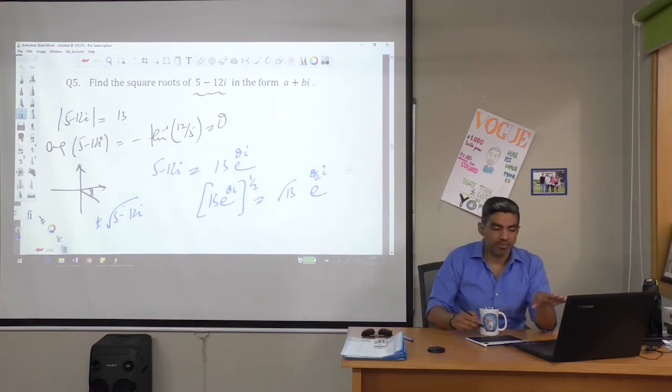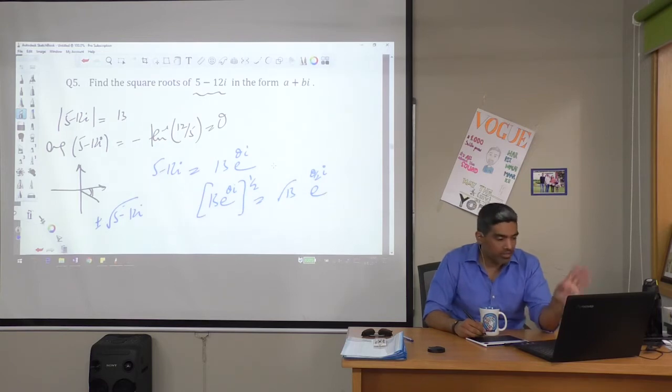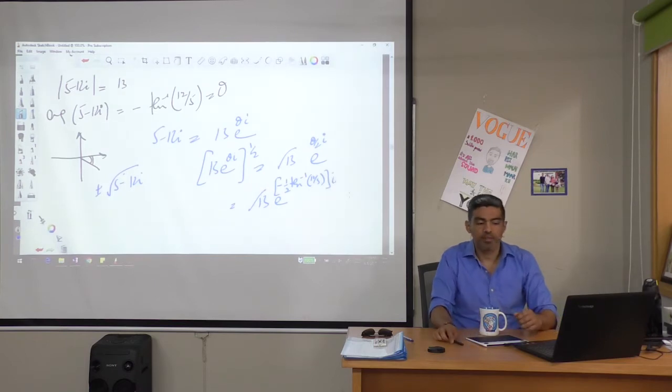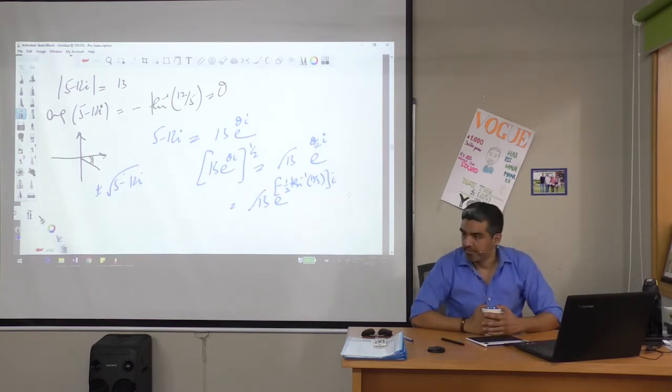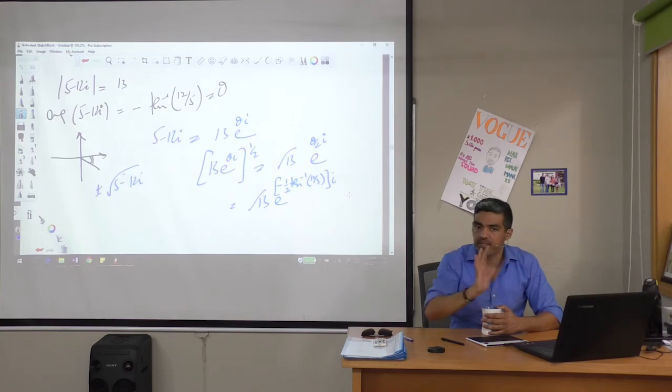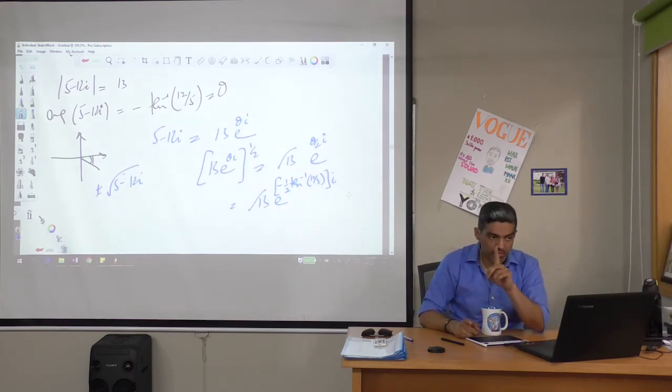By the way, if the a plus b i form is not required, you've gotten your answer. If I were to write this in the exact form, it's root 13 e to the power minus half tan inverse 12 by 5. This is a complete answer. Because tan was 12 by 5, the exact value will not come, so I just wrote this. If the question is okay with the decimal, you can write the decimal there. You've gotten one square root.